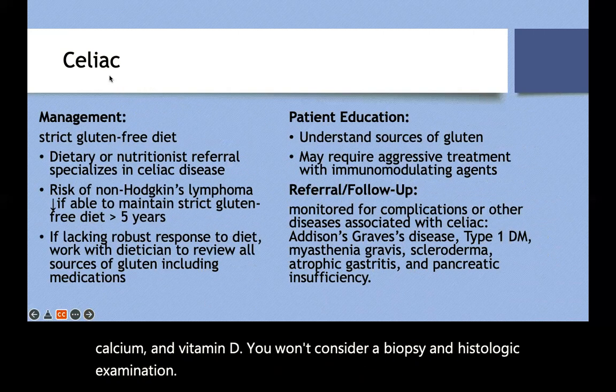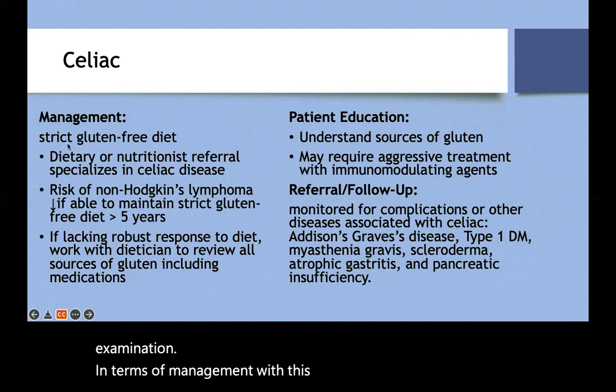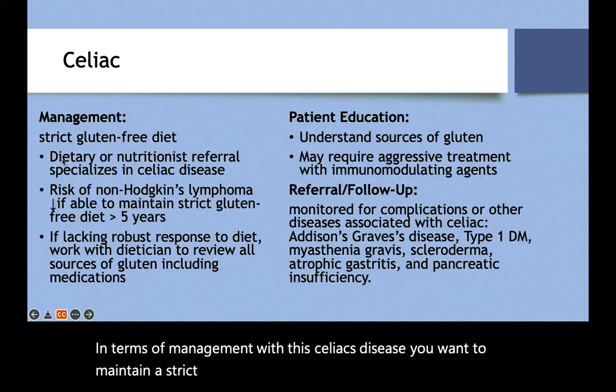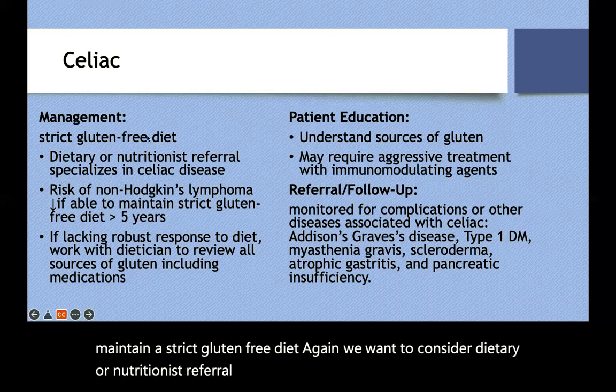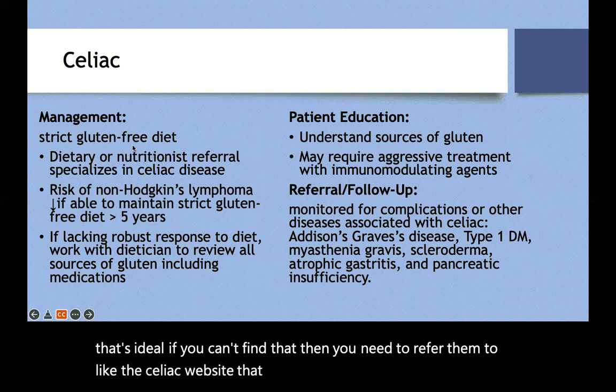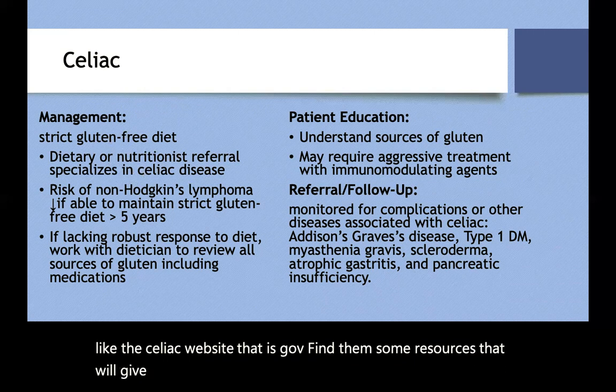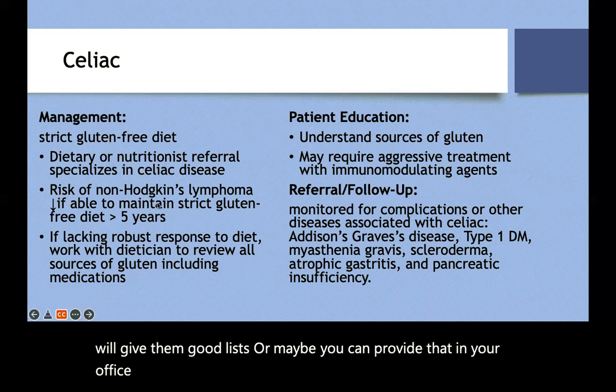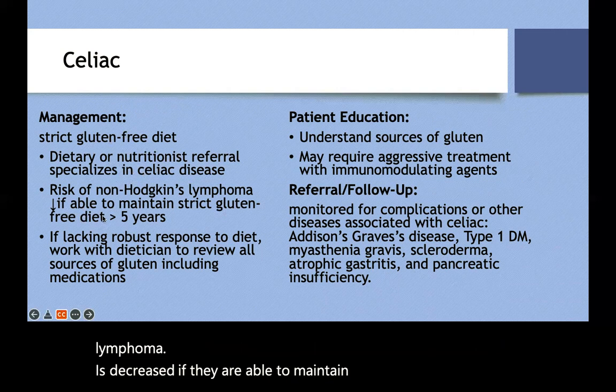In terms of management with celiac disease, you want to maintain a strict gluten-free diet. Again, we want to consider a dietary or nutritionist referral to someone who specializes in celiac disease. Of course, that's ideal. If you can't find that, then you need to refer them to the celiac website that is .gov. Find them resources that will give them good lists, or maybe you can provide that in your office. Again, remember that the risk of non-Hodgkin's lymphoma is decreased if they are able to maintain a strict gluten-free diet for over 5 years.